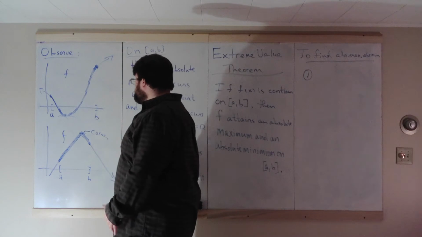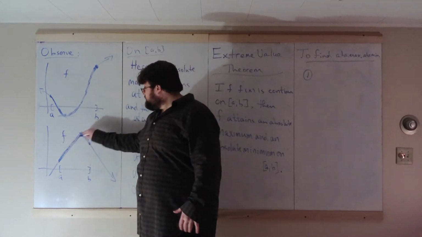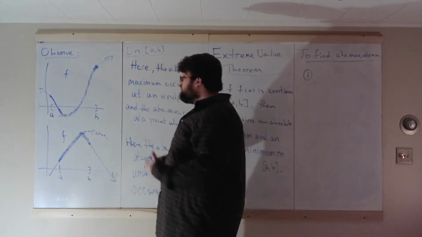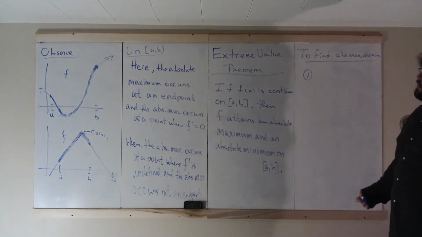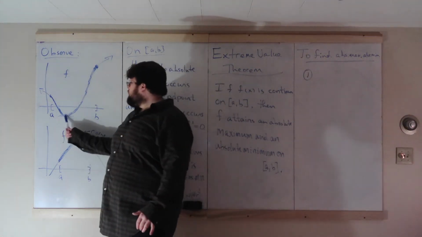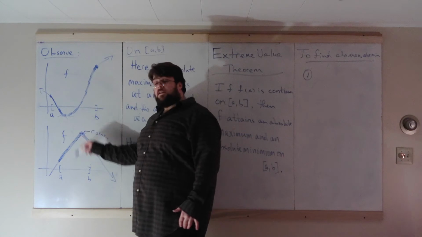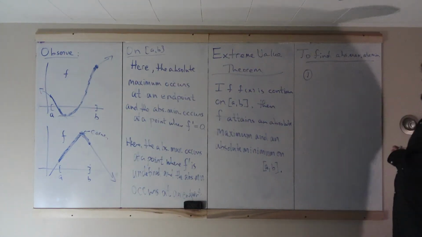The highest point could occur where the derivative is undefined. If this were rounded off up here, the highest point could occur where the derivative is 0. And also, the lowest point could occur at an endpoint. The lowest point could occur where the derivative is 0. If this is upside down, the lowest point could occur where the derivative is undefined.